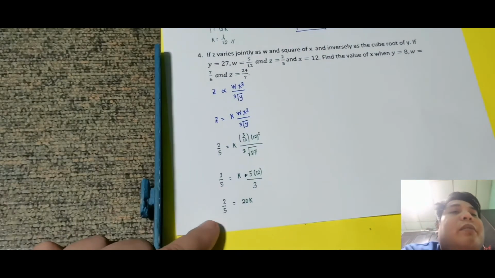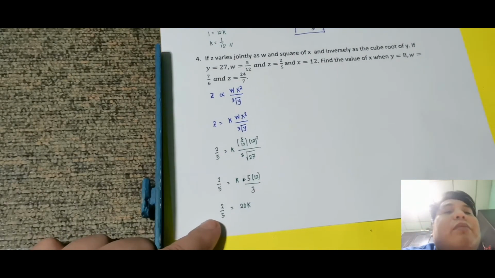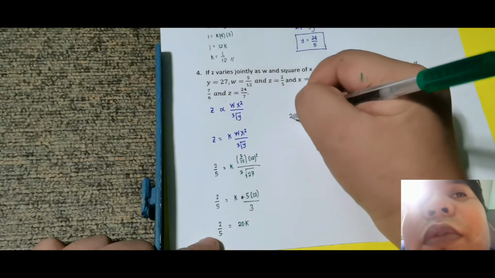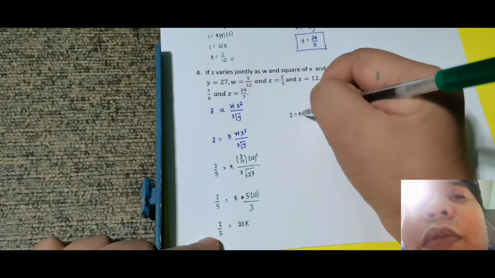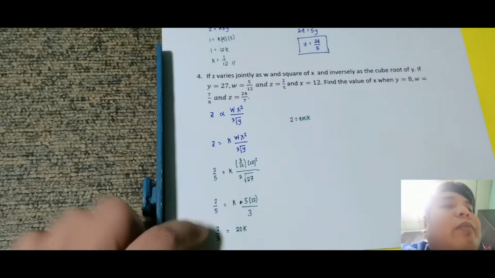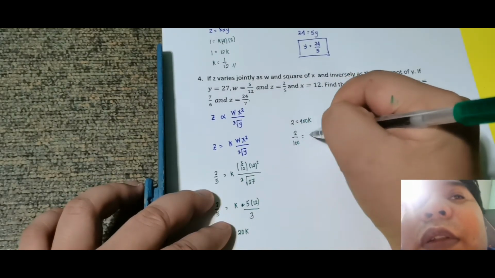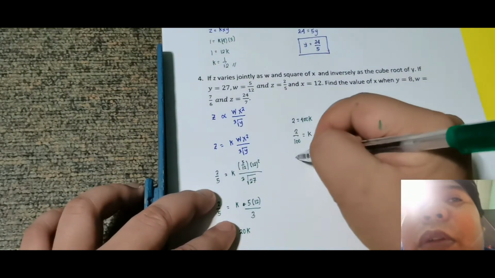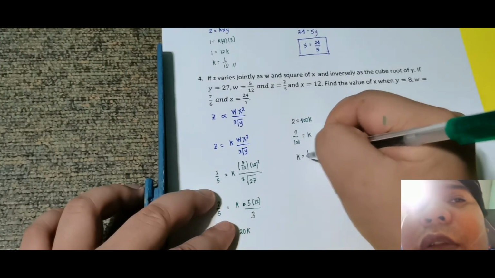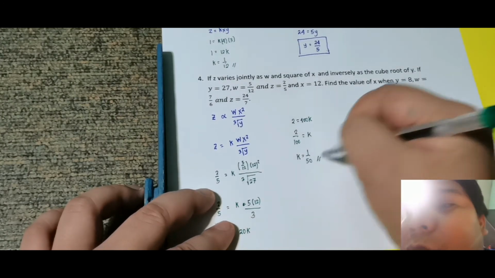Okay, then, syempre, cross multiply na lang muna natin. That is 2 is equal to 100k. Then, divide both sides by 100. That is 2 over 100. Then, that is k. Therefore, what is k? K is equal to 1 over 50. So, again, k pa lang yan.